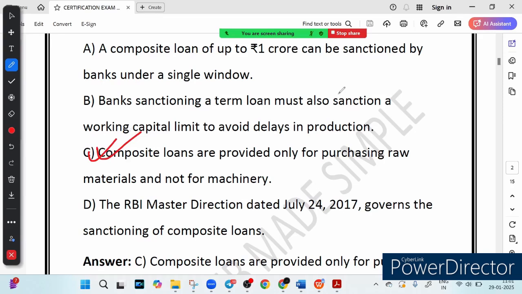So you should know that composite loan covers both fixed and working capital. Fixed capital also covered, working capital also covered, and they are sanctioned under a single window. You should know this is sanctioned under a single window. And term loan and working capital loan limits are combined to avoid production delay, and the RBI master direction dated July 24 governs composite loan.